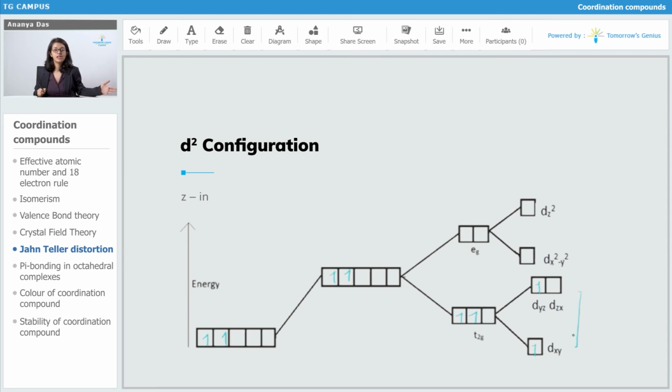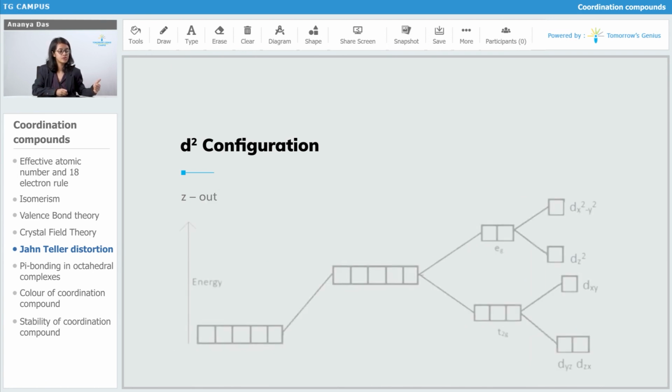Again, electronic degeneracy is not removed. Here the electron is again electronically degenerate. And furthermore, energy is increasing. So energy is increasing and electronic degeneracy is not removed. So this is not a preferred thing. Z in is not preferred for d2 configuration. Let's see if Z out is a better alternative for the d2 configuration.